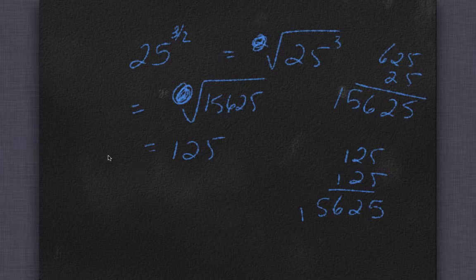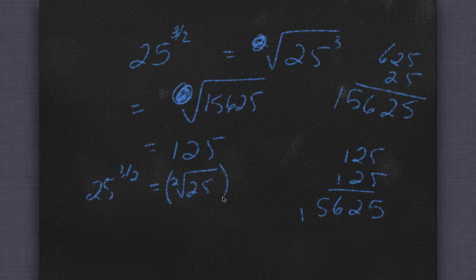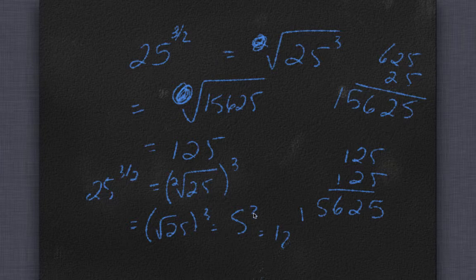To me, the easier thing to do, especially when it has a nice square root, is to make that the square root of 25 cubed. That's a little bit easier to manage to me. So that's the way I do it.